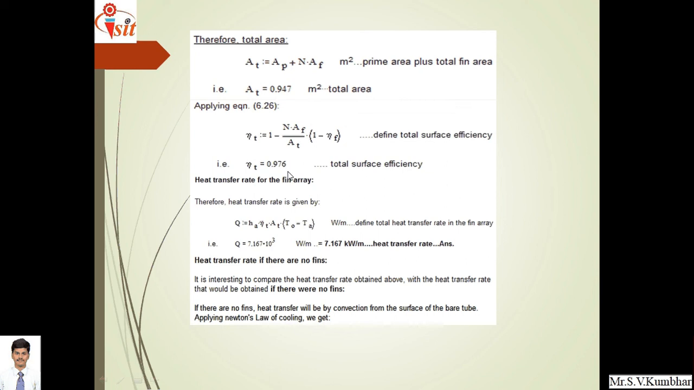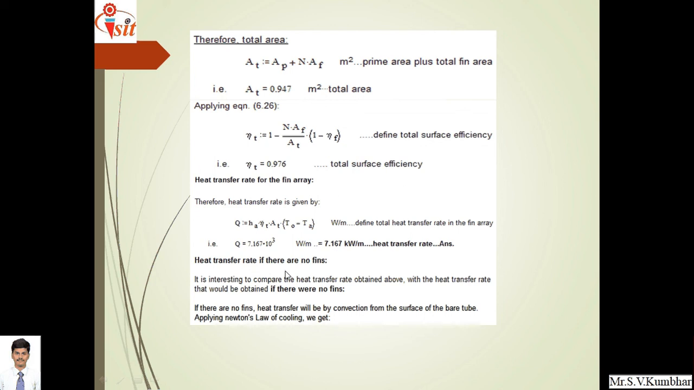Therefore its efficiency is 0.976, that is 97.6 percent, and the heat transfer rate from the fin is given as Q is equal to h At times the efficiency, into (T0 minus Ta). So Q is equal to 7.167 into 10 raised to 3 watt per meter, that is 7.167 kilowatt per meter.